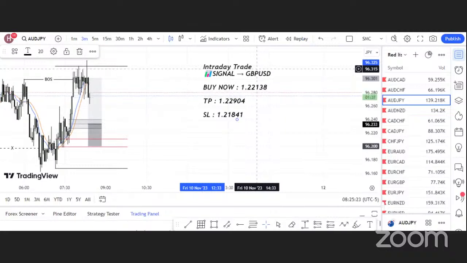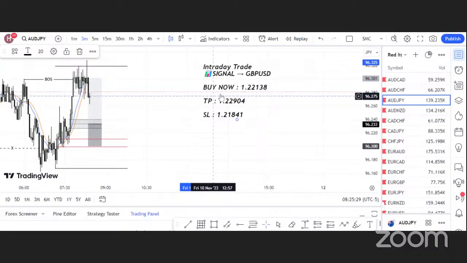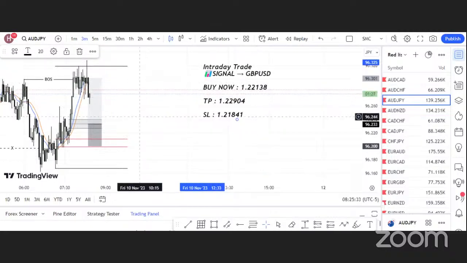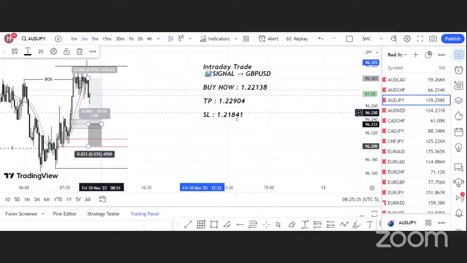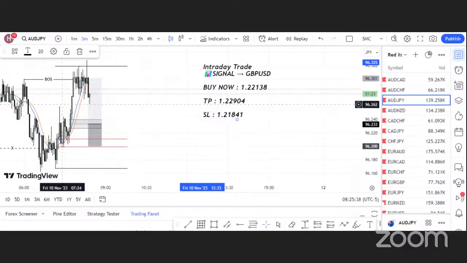Then we have a scalping trade. Scalping trade is mostly what we do here every day, morning and afternoon. We analyze the market and we take a very short trade. That is a trade that is expected to run for a few minutes, not less than maybe 5 minutes, 15 minutes, at most maybe 30 minutes. So that is a scalping trade.